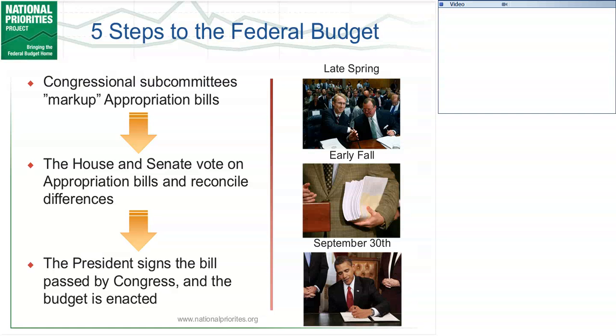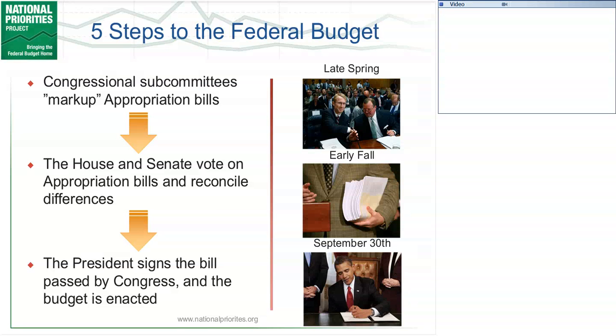Once both the House and Senate have voted on a particular set of appropriations, members of each body, the House and Senate, will then get together to iron out the differences between the two versions of their legislation. Once they have settled on a single bill that represents the views of both the House and the Senate, that is sent to the President for his signature. And when the President signs an appropriations bill, it becomes law. Once the President has signed all the appropriations bills passed by Congress, the budget has actually been enacted.